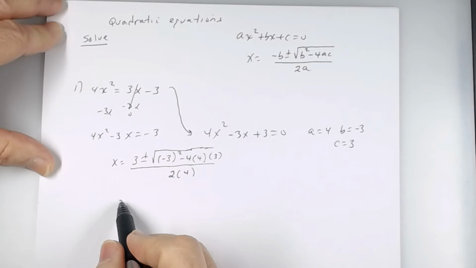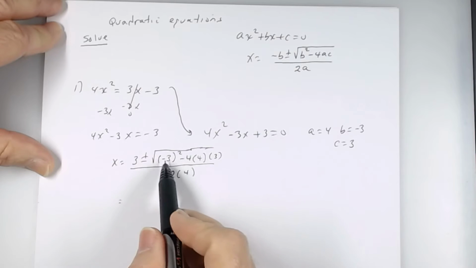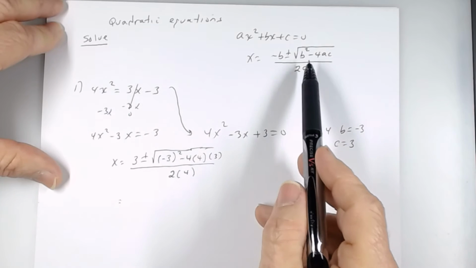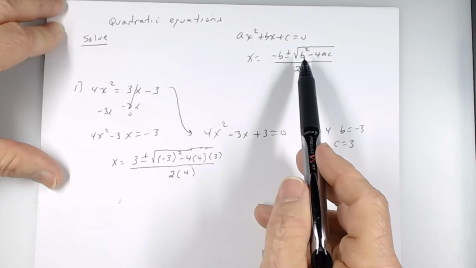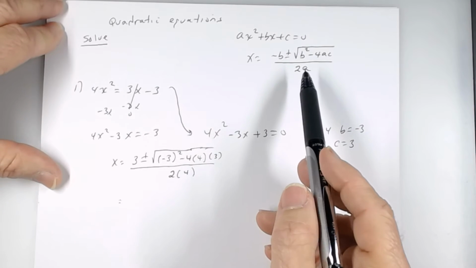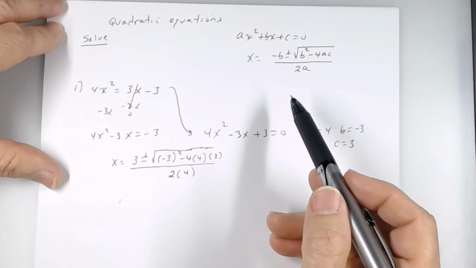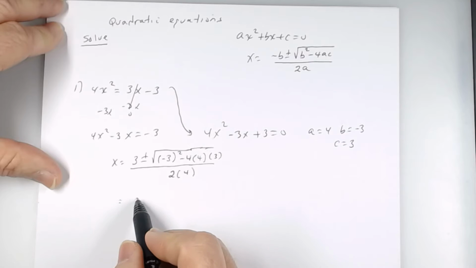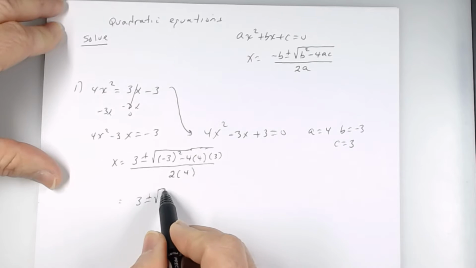All right, and then, so let's go ahead and simplify the radicand. Remember, the radicand is the part that's under the square root, and for the quadratic formula, it's called the discriminant. So I'm going to call it the discriminant, although we hadn't done anything with it or discussed what it means. So I get 3 plus or minus the square root of.